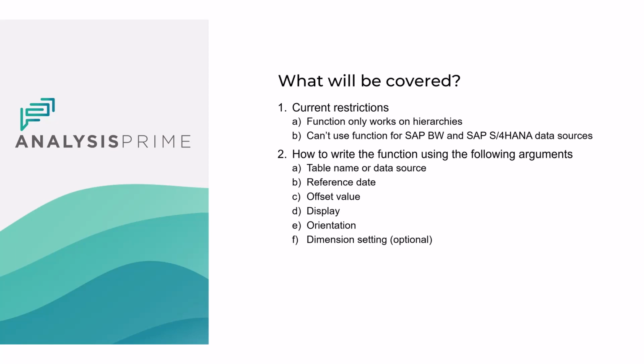Now, when writing the formula, we will also include the arguments table name or a data source. We'll have a reference date, an offset value from that date, what type of display we want to use, whether it's a member ID or a description or a combination of the two, and the orientation of that display. Now, the final argument we will not be going over today, but it is available, which is dimension setting.